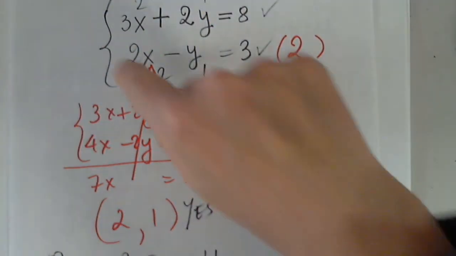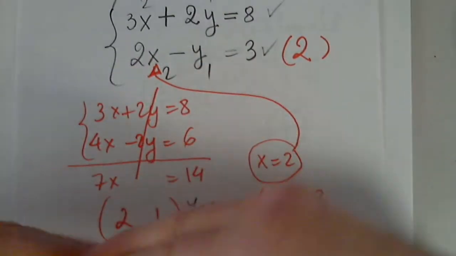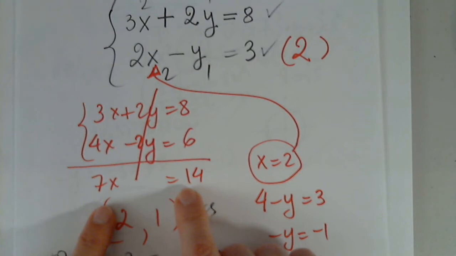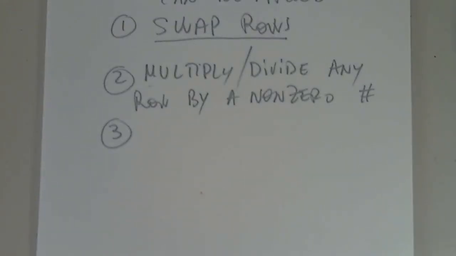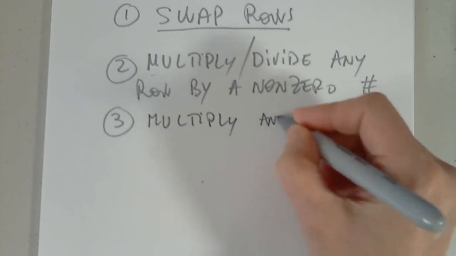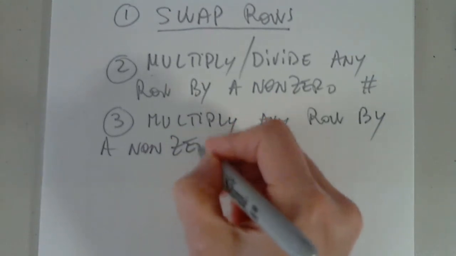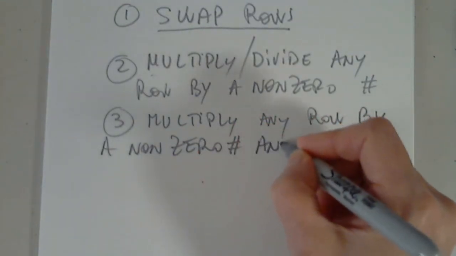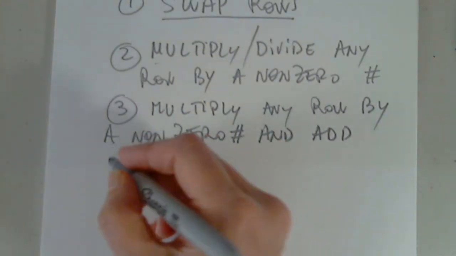One more time. We multiplied an equation by a number and we added the result to another equation to form a third one. That's what I have to write. That's the third allowed operation. Now this can go. So multiply any row by a non-zero number and add the result to another row.